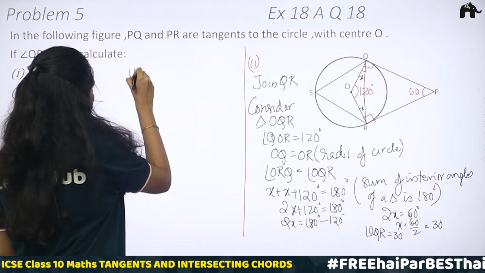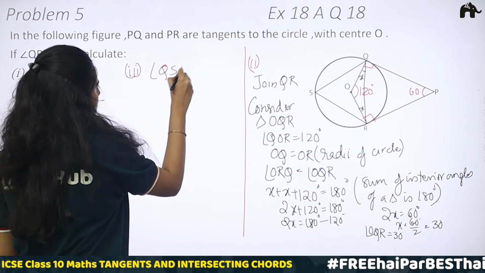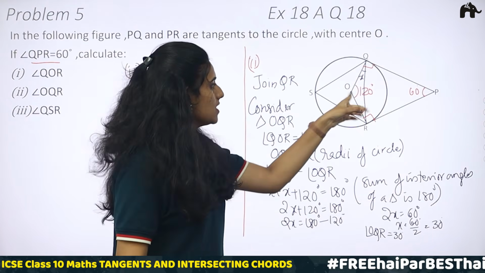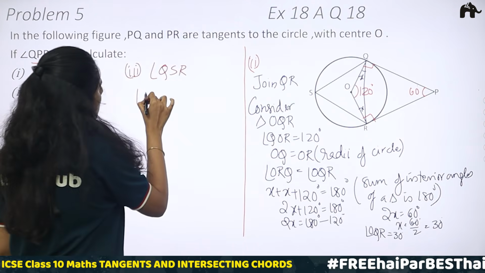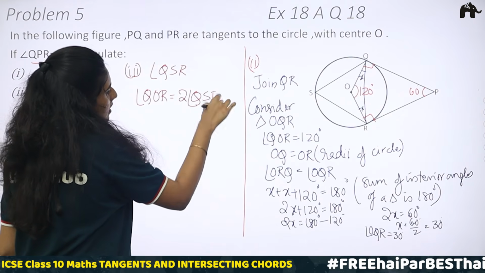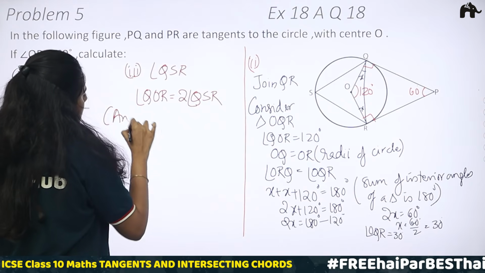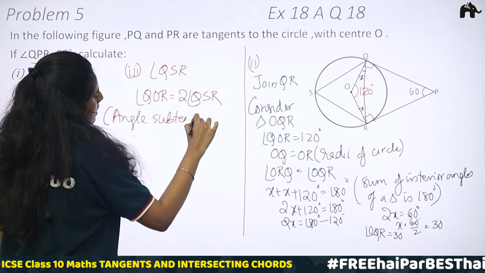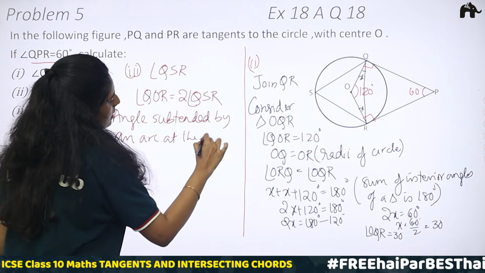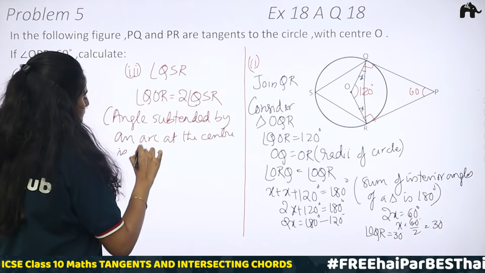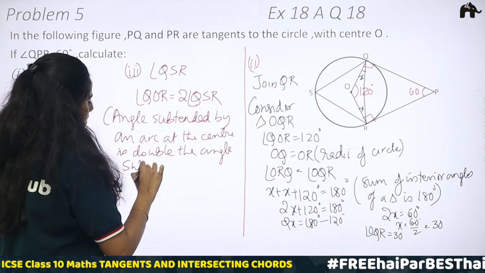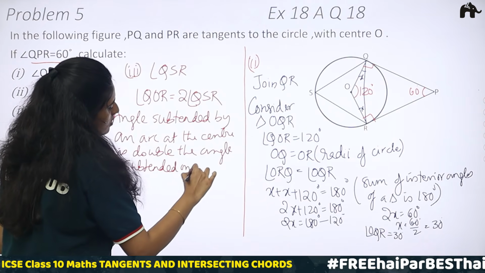Next, the third part, we have to find angle QSR. Finding QSR is very simple, right? We know what QOR is. QOR is equal to 120 degrees. We have angle QOR is equal to 2 times angle QSR. What is the reason? Angle subtended by an arc at the center is double the angle subtended on the circumference.